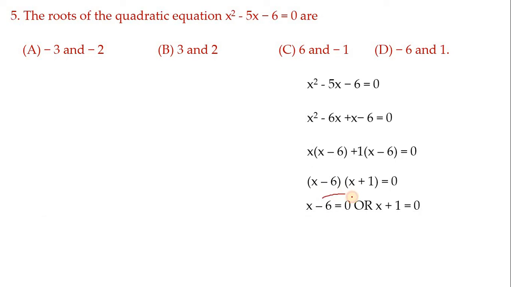Now this minus 6, transfer this side, we get plus 6, and this plus 1, transfer this side, we get minus 1. I mean, the answer is 6 and minus 1. Hence the correct option is C, that is 6 and minus 1.